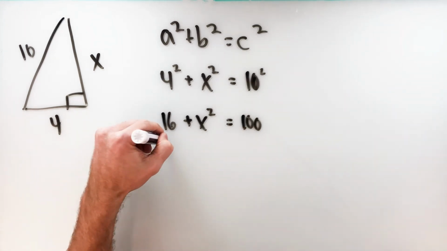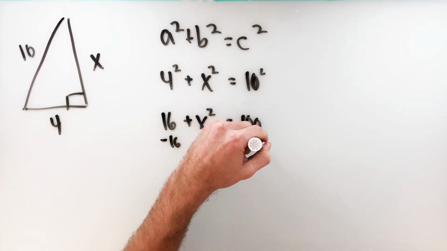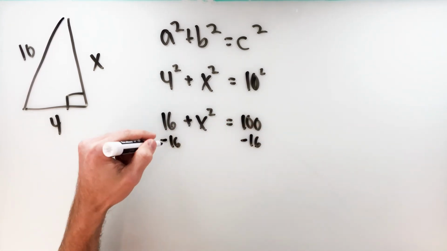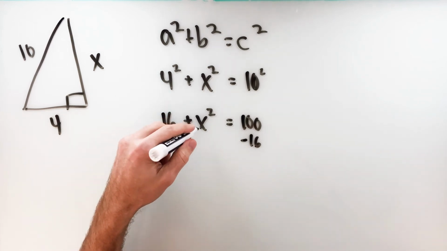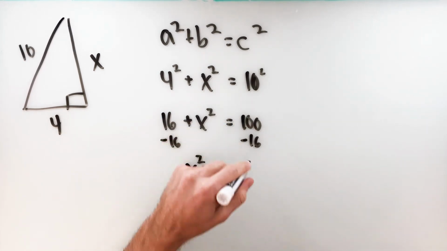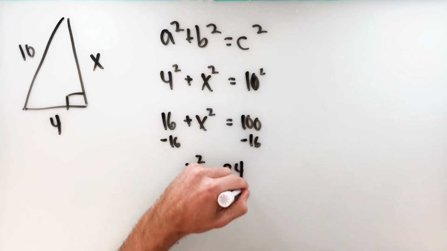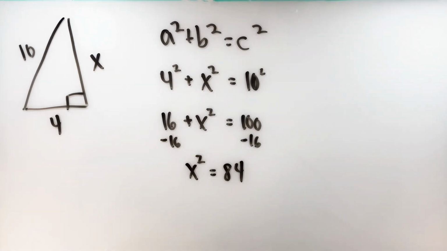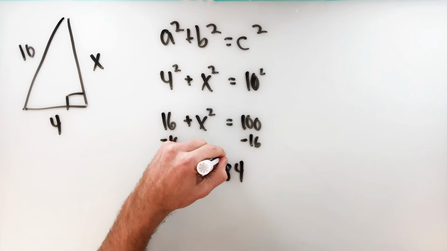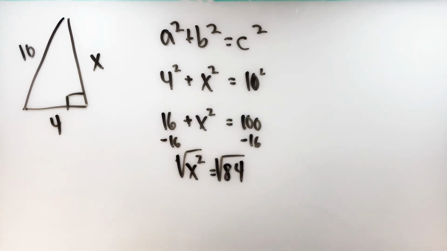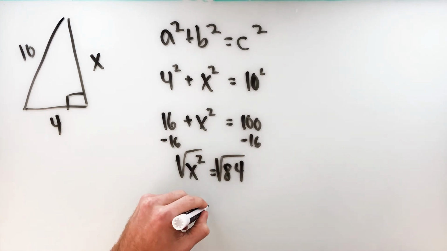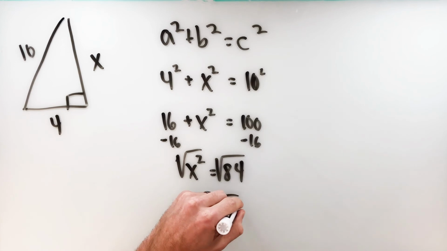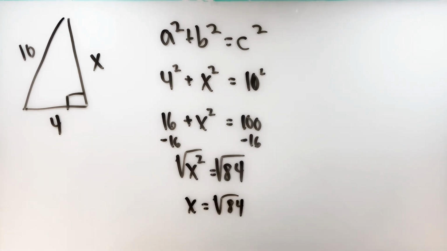Once again, we're going to subtract this 16 to get the x squared term by itself. So 16 is 0. We got x squared equals 100 minus 16 is 84. All right, last step here, we're going to square root both sides. And if we square root 84, you'll notice 84 is not a perfect square. And you might be okay just leaving your answer like that. X is equal to the square root of 84. Depending on your question, that might be fine.